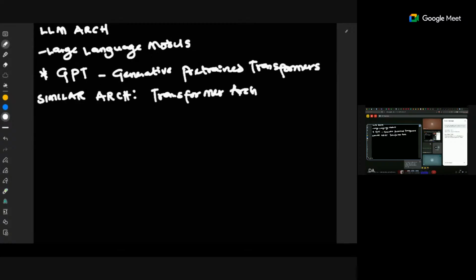Now, before we go into transformer architecture, I think it's also pertinent to explain that LLMs are not the first language models. Before now, we've had models like RNNs, which we call recurrent neural networks.